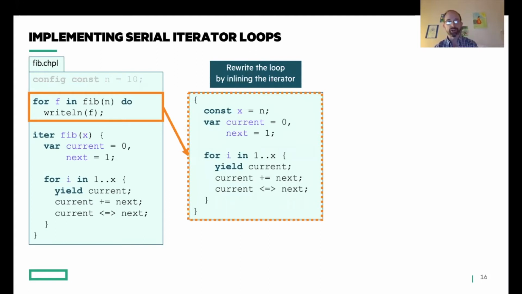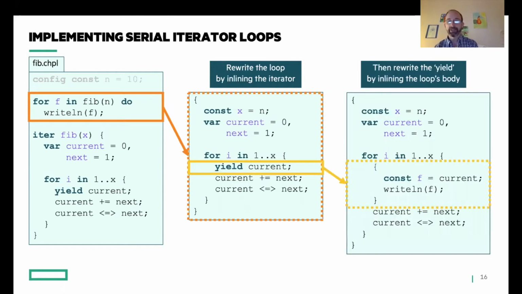So you can see that most of the code here is just the same code as my fib iterator on the left, and I've bound that argument x to the value n, since that's what I'm passing in as the actual argument. And then the next thing we have to do is take this yield statement, and essentially inline the body of the loop back into that yield. And so you can see I've put the right line here, and again, I'm binding current, which is what I'm yielding, to f, which is the name of my index variable.